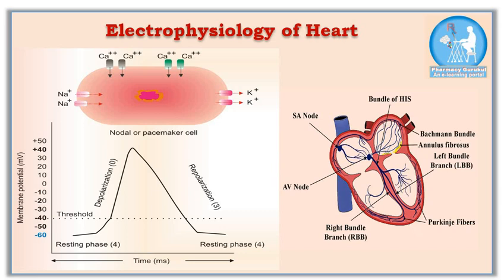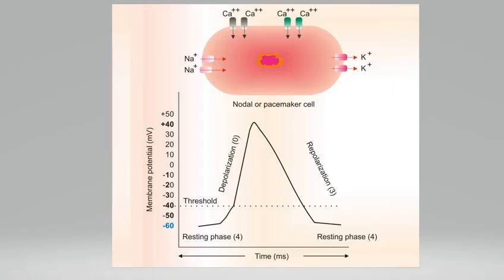This cell, I mean nodal cell, has a very special feature. They have leaky sodium channels. Through this channel, sodium ions or cations move inside the cell and neutralize the electronegativity of the cell. I am repeating that these cells have very special sodium channels. They are leaky in nature. Through this, sodium ions slowly enter the cell. This phenomenon neutralizes the electronegativity of the cell.